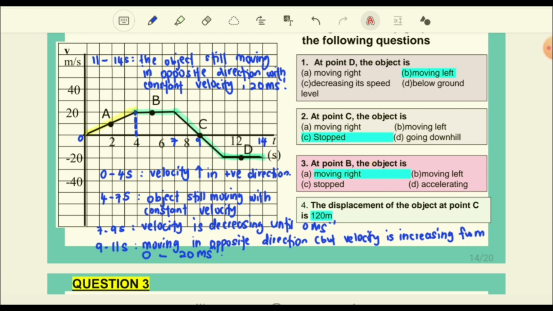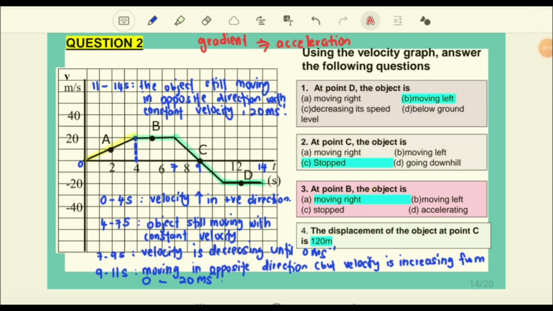Okay, let's move to the next question. Now we get question number 1. At point D, the object is moving to the left. Did you see that earlier? Opposite direction. Moving to the right, no. Decreasing its speed, no, the speed is constant. Below the ground, no, it's not applicable.